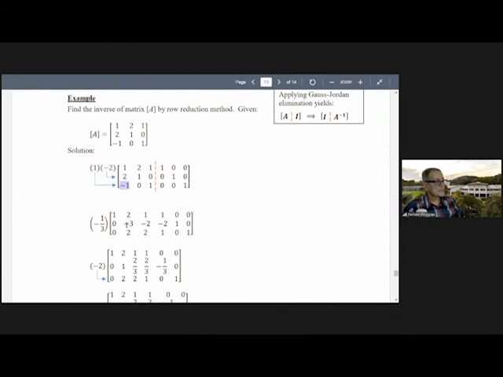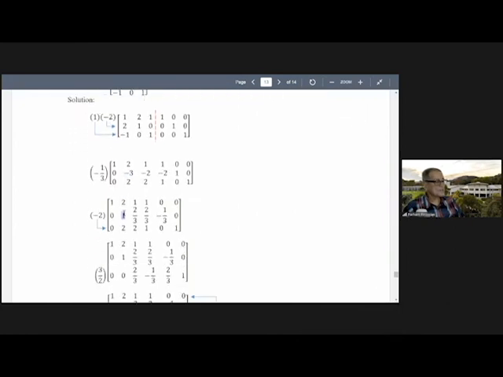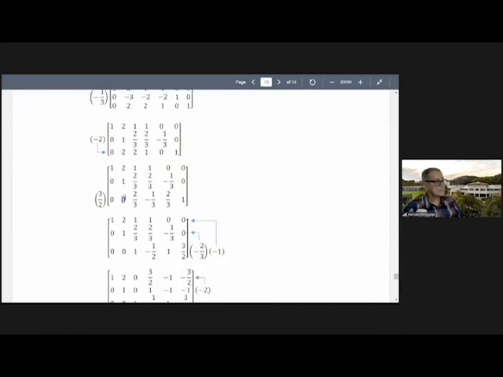These two are 0. Next step, normalize, make this 1. Multiply this row by this number, makes it 1. As you see here, use it as a pivot element to make this 0 here. Multiply this by -2, add to this one, makes this 0. And finally, I want to make this one 1, normalize, multiplied by the inverse of this one, 3/2, makes this 1.